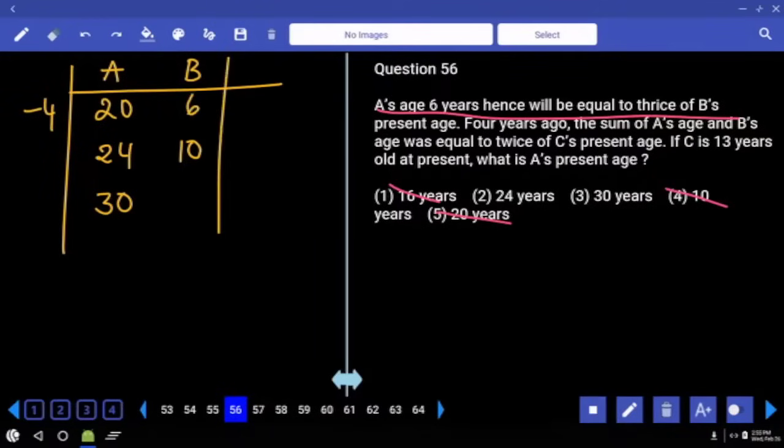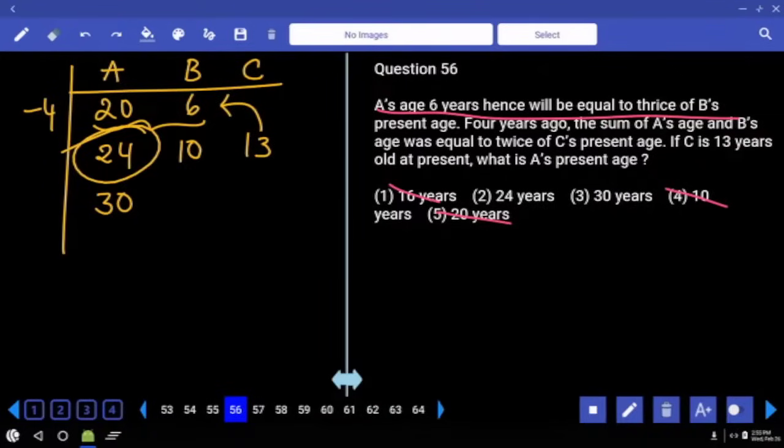Sum is equal to 20. Present age of C is equal to 13. 4 years back, sum of their age, is that equal to twice of C's age? Hence 24 is right answer. Otherwise you can go for third option final. Yes.